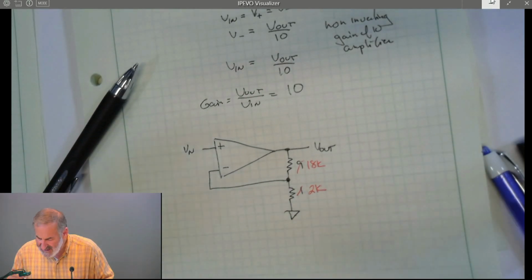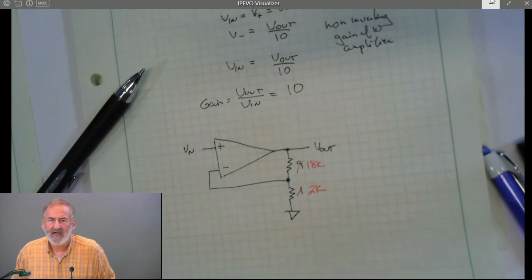Now, what size should these resistors be? We could use 1.8K and 200 ohms. We could use 180K and 20K. We could use 1.8 megohms. How do we choose that?